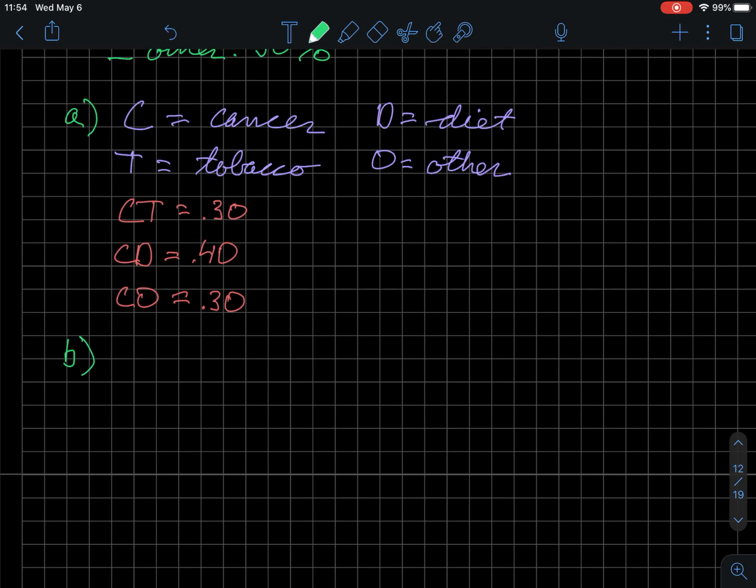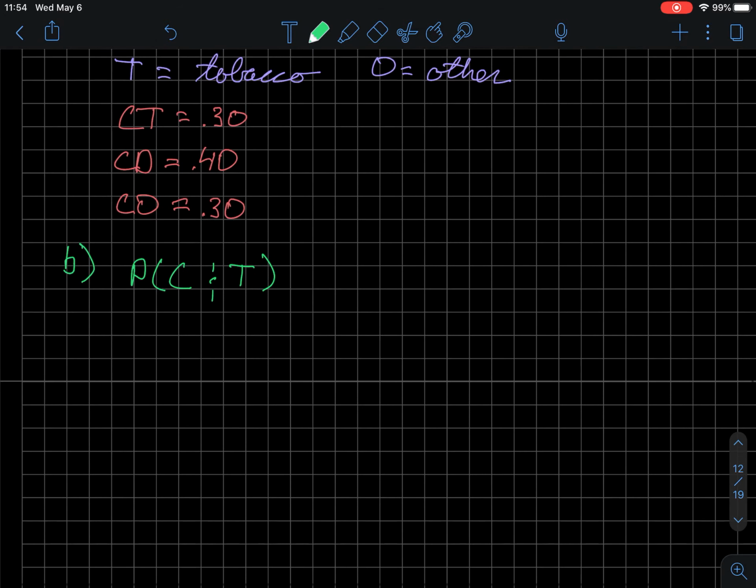So we think about part B. Find the probability that a death is due to cancer and tobacco, right? So this is an intersection question. What this is asking us is, what is the probability of the death of cancer and tobacco? A different way to think about this is, if we move to a different color, that this is a conditional probability.